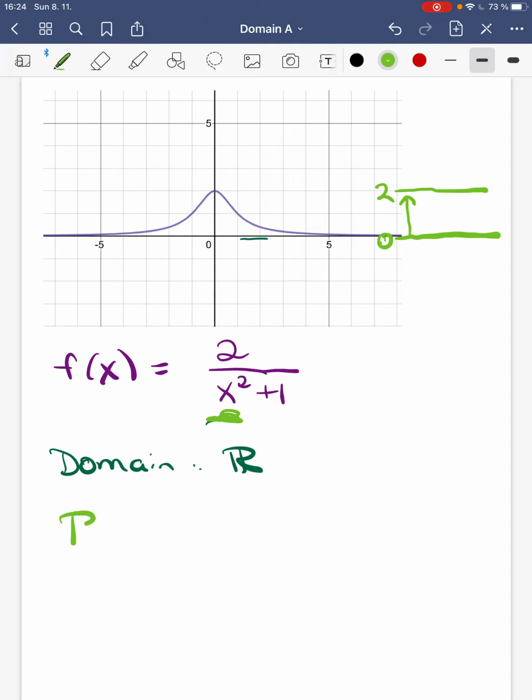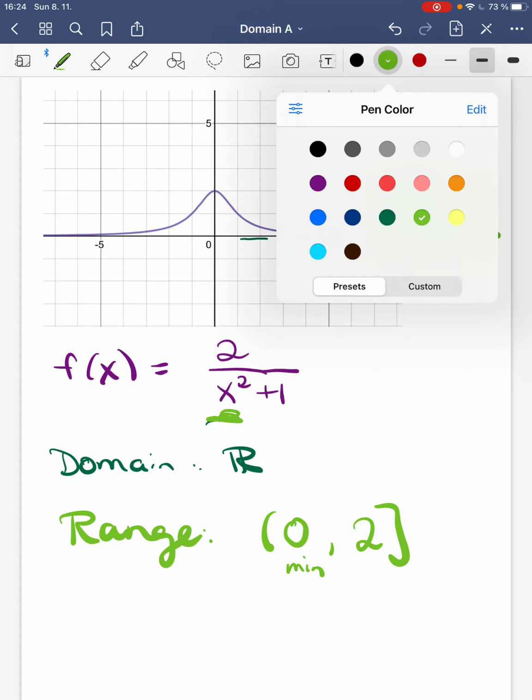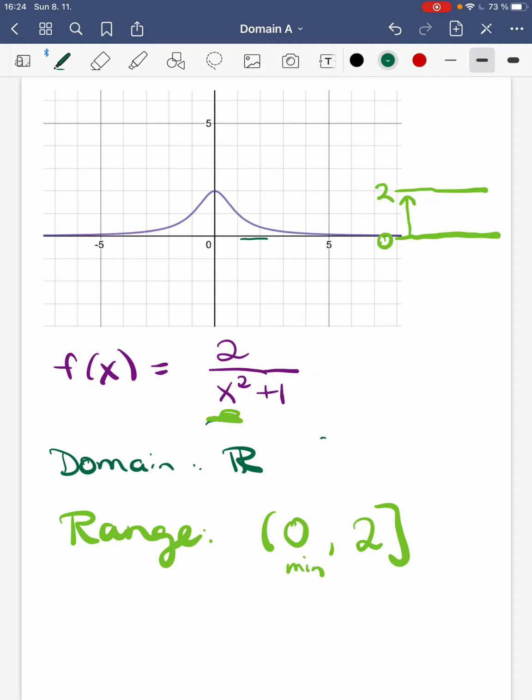but I just wanted to show you a different kind of problem. So the range has a minimum value of 0, not including 0, and the max value is 2, and it does include 2. And if I wanted to do interval notation for the domain, remember we can just do parentheses, negative infinity to positive infinity.